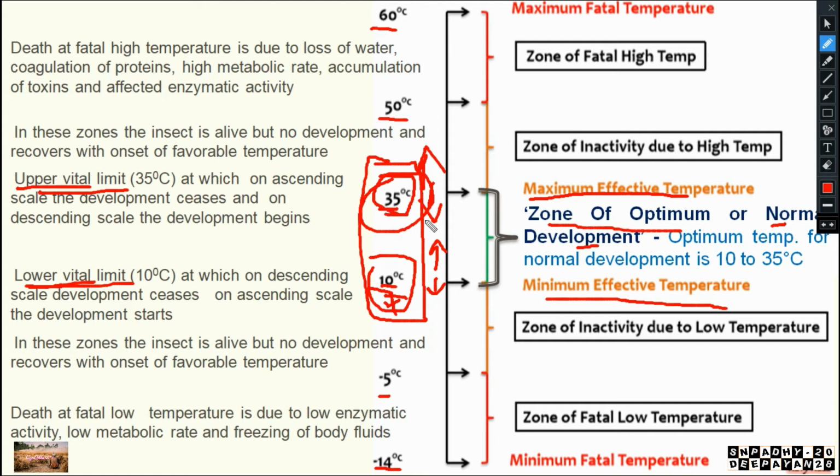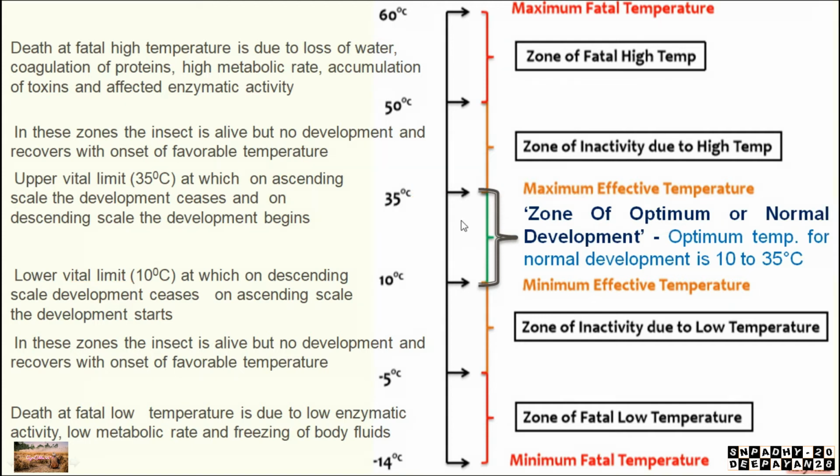If you go above the upper vital limit or below the lower vital limit, the growth and development will be disrupted. They won't proceed in a normal way. Understood, or any doubt is there? If any doubt is there, then put it in the comment box.